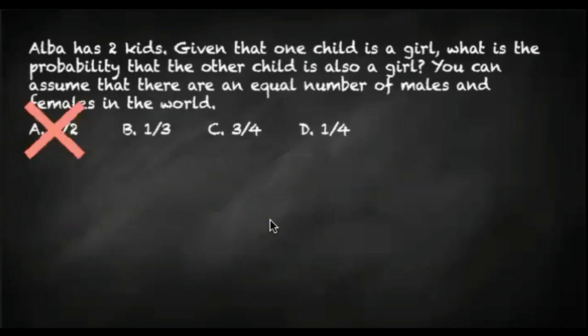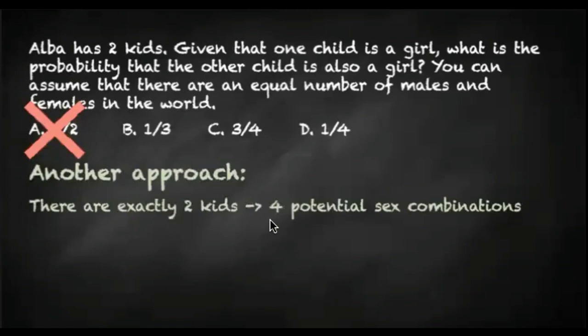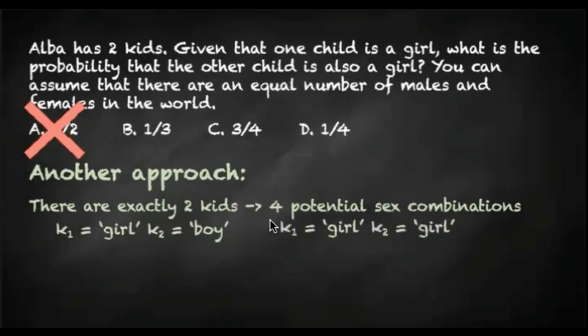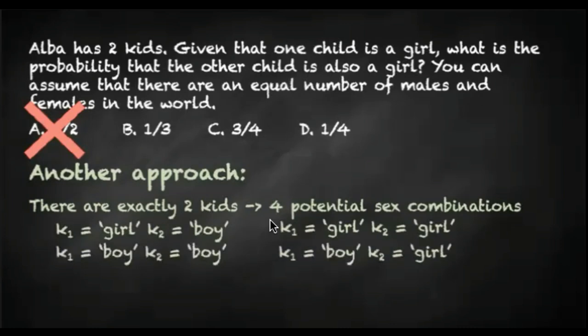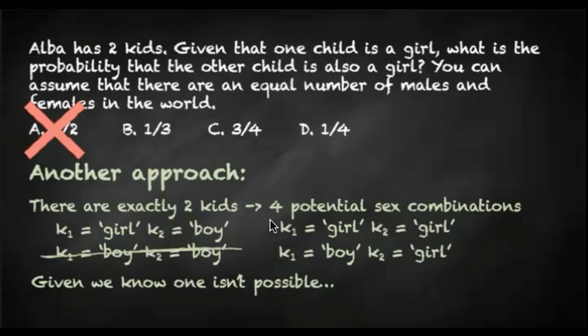We are missing the fact that we know that there are exactly two children, and we have information about one of those two children. A probability is calculated as the number of times an event occurs out of the total number of possible events. So you can start by writing out all of the possible events. In this case, there are four potential sex combinations of the children. Alba could have a girl and then a girl, a boy and then a boy, or a boy and then a girl. But the question tells us that one of the children is a girl, so boy and boy is actually impossible, leaving us with only three possible events, which will be the denominator of our probability. Of these events, though, only one results in the other child being a girl as well. So the probability is actually 1 out of 3 possible events, or 1/3.